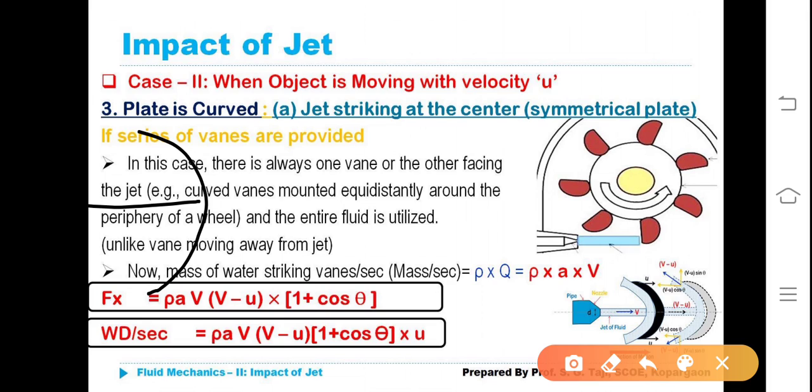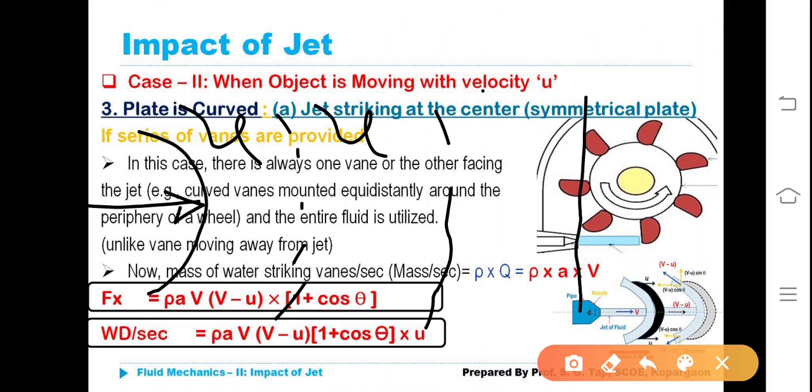The jet is striking the plate and it is moving with velocity u. Further it moves by u meters per second. As it goes away from the jet, the effectiveness of the force imparted onto the plate will become negligible. Therefore, effective work cannot be done.